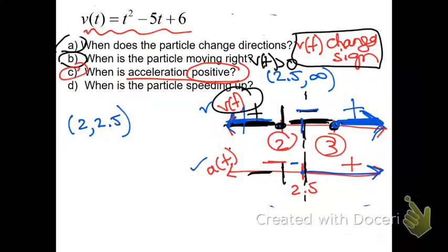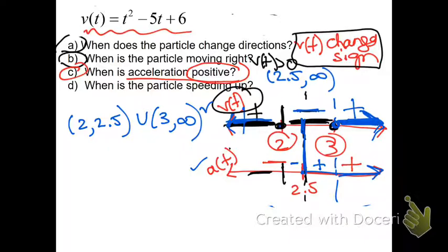Now between 2.5 and 3, the velocity is negative there, but my acceleration is positive there. So negative, positive, opposite signs, that's slowing down. The final section, after 3, this is positive and this is positive, same signs, so that would be speeding up. So from 3 to infinity. So you basically take your sign chart, the velocity and the acceleration, and put one on top of the other and compare the signs.